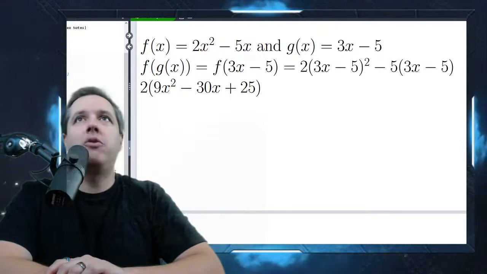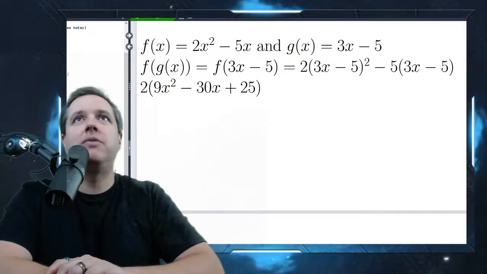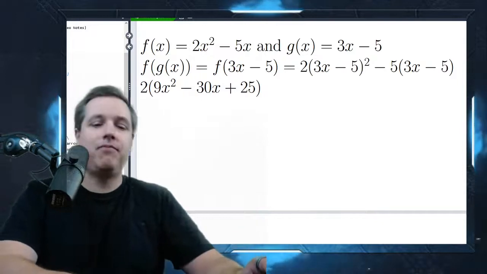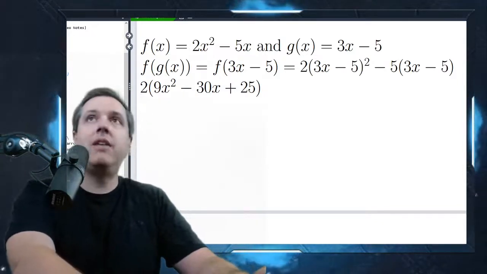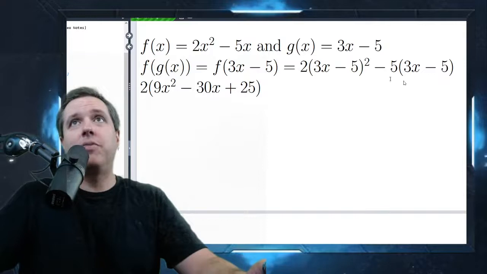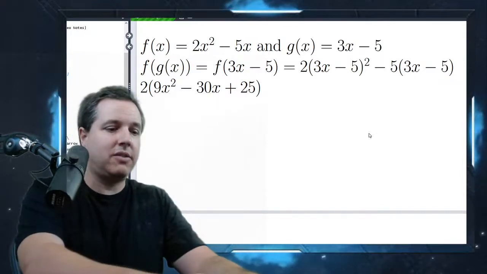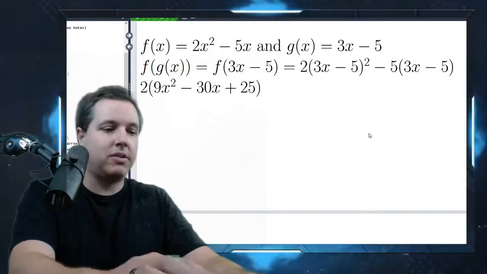Because we'd get, for the outer, minus 15x, for the inner, minus 15x, and then plus 25. So that should be right. Okay, but then I've got to do my distributive property over here, so that's going to give me my minus 15x plus 25.